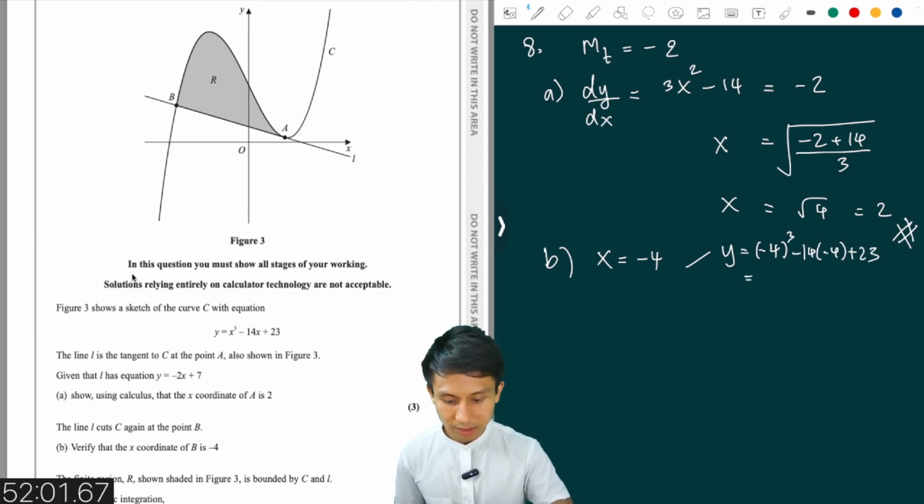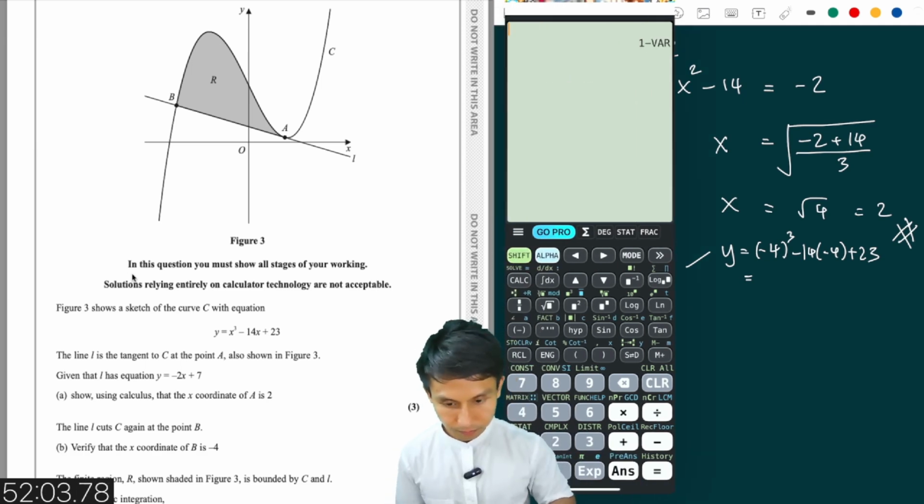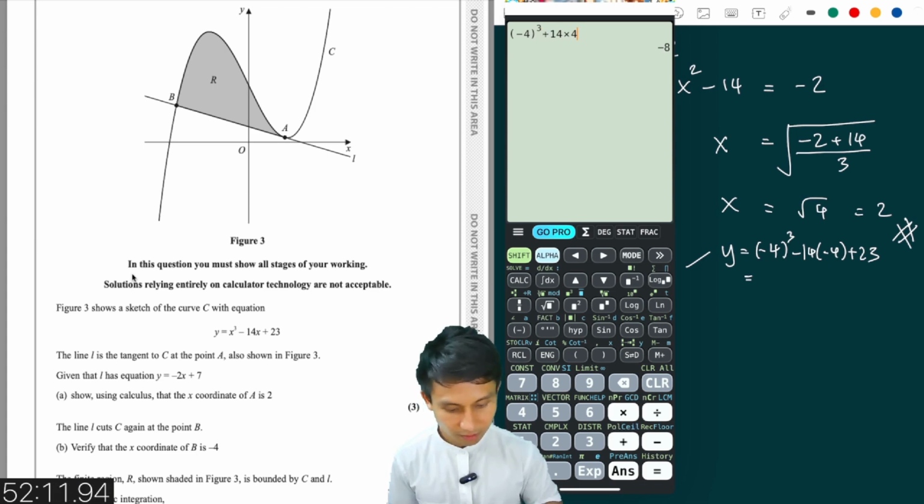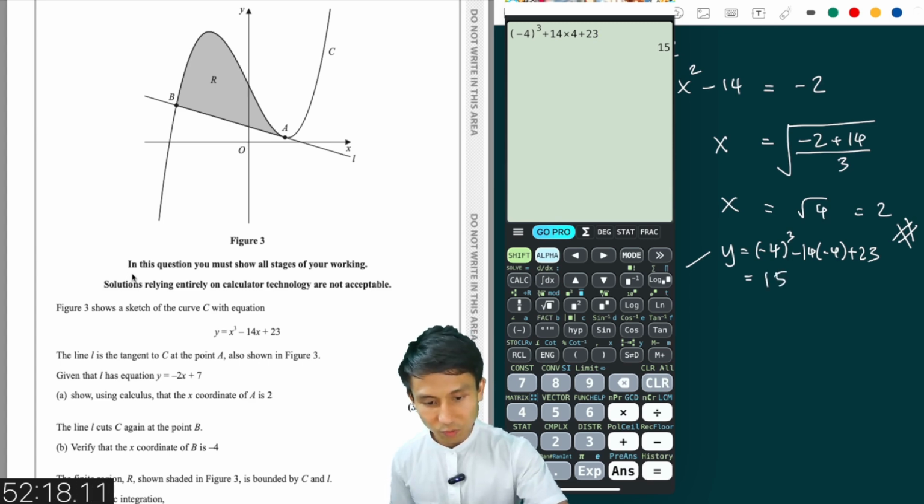Yeah, so that gives minus 4 to the power of 3, plus 14 times 4 plus 23. I'm going to note that down. Y from the curve. Is it the same as y from the line?